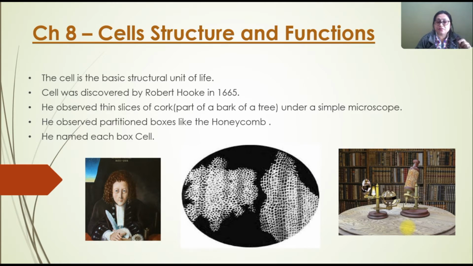What did he see? He saw that the cork under the microscope looked like small boxes, like the patterns of a honeycomb. He also saw that the cells, that each box, were surrounded by walls. Then he named each box cell, and that is how the term cell was coined by Robert Hooke in 1665.